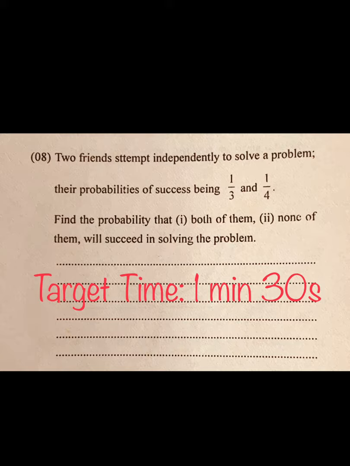Two friends attempt independently to solve a problem. Their probabilities of success being 1 over 3 and 1 over 4. Find the probability that, question number 1, both of them will succeed in solving the problem. Question number 2, none of them will succeed in solving the problem.